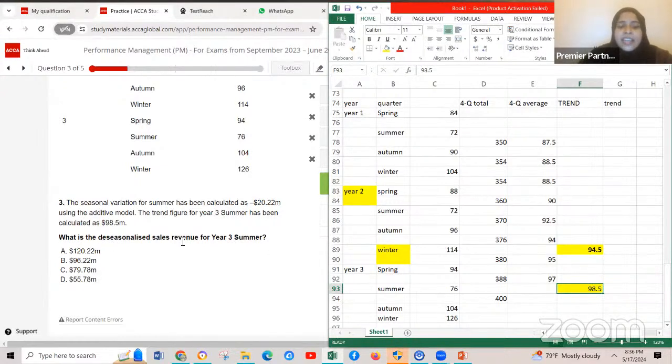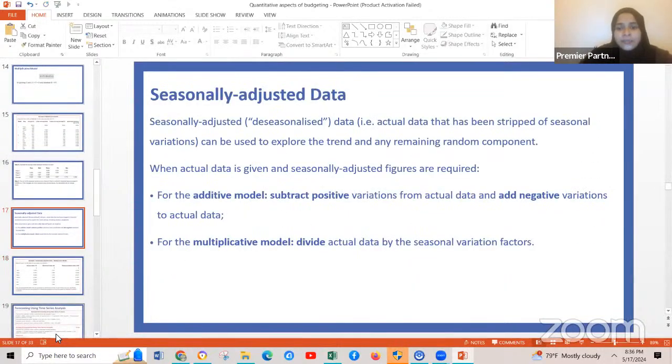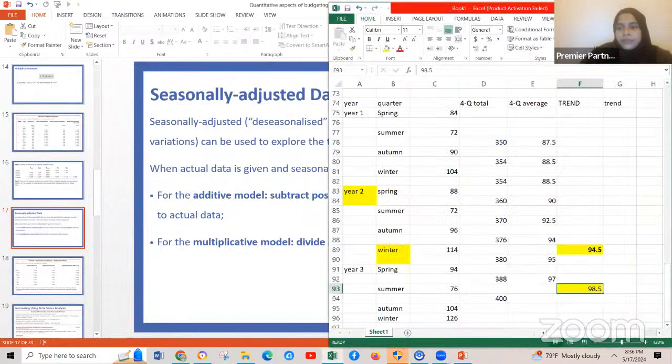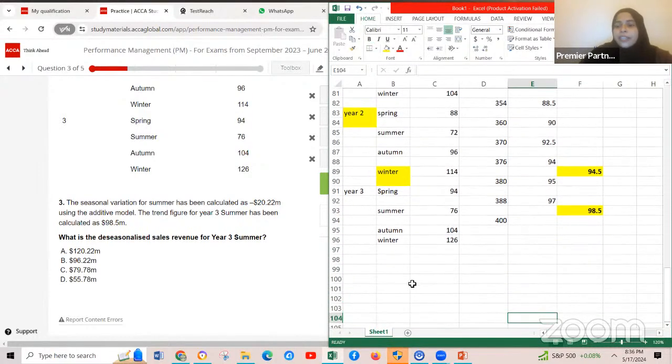What is the deseasonalized sales revenue? That means they ask you to remove the seasonal effect. What is the seasonal variation? Minus 20.22. How to deseasonalize it? That means you have to take the seasonally adjusted data. For the additive model, subtract the positive variation from the actual data to deseasonalize, and add the negative variations. So the seasonal effect is minus 20.22. 98.5 is after the seasonal effect. So before the seasonal effect, what was it? You have to add it back.